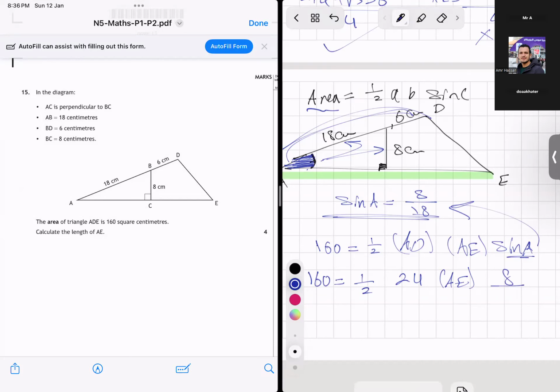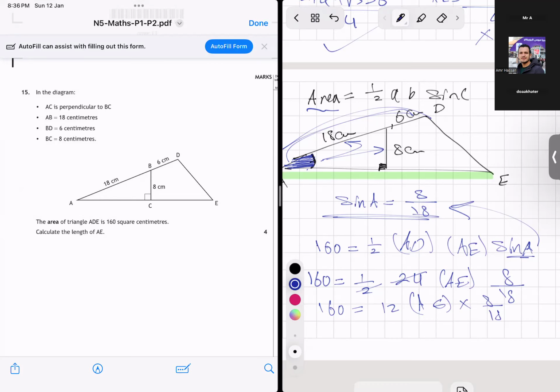What is sine A? Oh, 8 over 18. 8 over 18, right? Okay, so listen. I can make it simple. So it's going to be 160 equals 12 AE multiplied by 8 over 18, right?